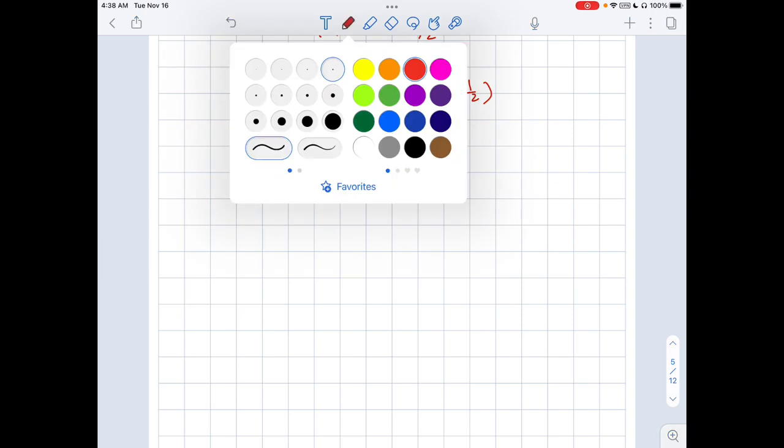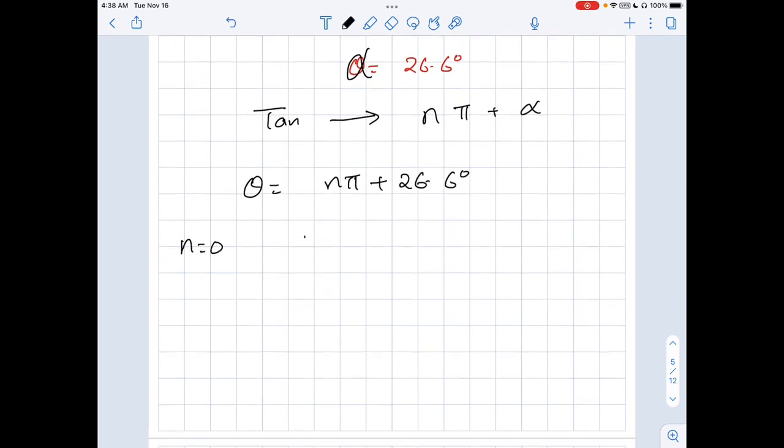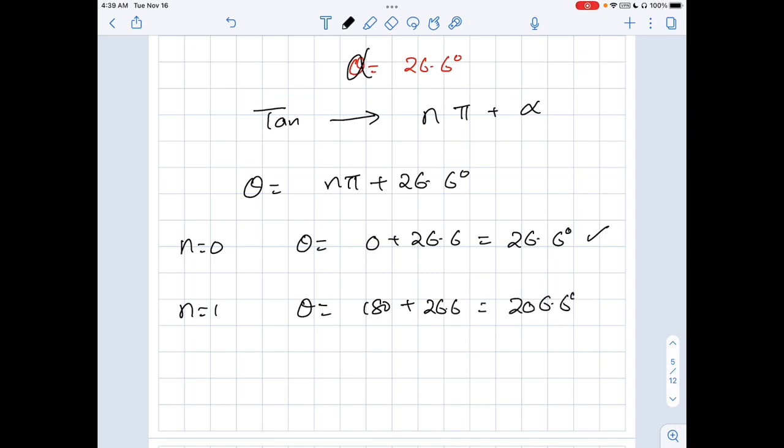General solution, if you remember or follow my videos, general solution for tan will be n pi plus alpha. No need of drawing any unit circle method. This is the easiest method, n pi plus alpha. So theta is equal to n pi plus alpha, where alpha is 26.6 degrees. Substitute n is equal to 0: you get 0 plus 26.6, which is 26.6 degrees, still between 0 to 360. N is equal to 1: we get 180 plus 26.6, which is 206.6 degrees.